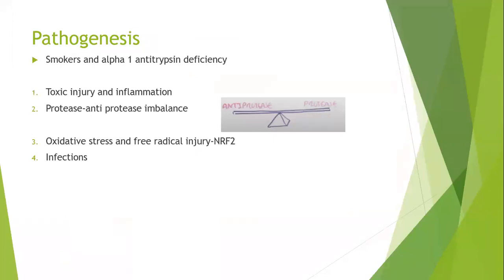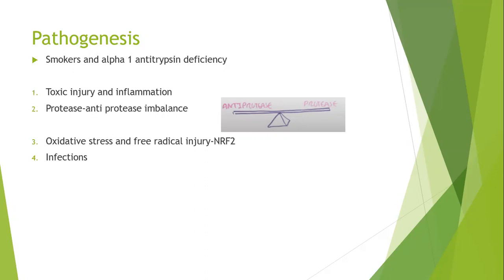Coming to the pathogenesis of emphysema. Most of the cases of emphysema that you encounter are seen in smokers and in alpha-1 antitrypsin deficiency. There are very few other causes. The pathogenesis is due to toxic injury and inflammation. When a person smokes, or when there is increased air pollution, there will be injury to the epithelial lining of the airway, and this will cause inflammation.